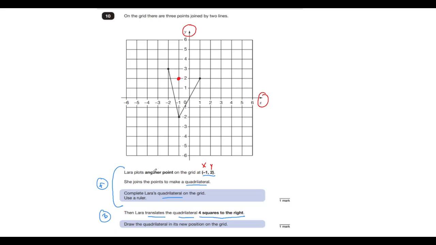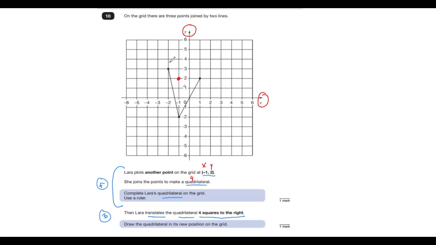The next part, she joins the points to make a quadrilateral. So a quadrilateral, quad means 4, and lateral means sides. So there are 4 sides to a quadrilateral. So she has to join the coordinates to make a quadrilateral, a 4-sided shape. So let's join from here.